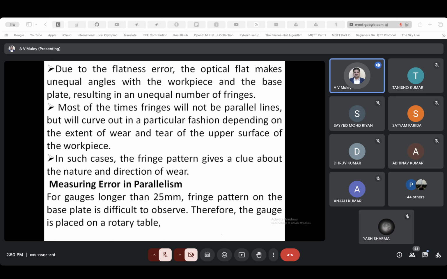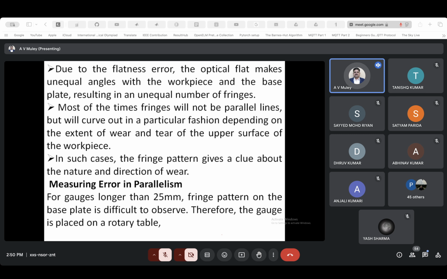जैसे हमने पहले देखा था pattern, different pattern. कॉन्वेक्स है, कॉन्केव है, वो मतलब वन साइड है, एक कॉर्नर पे है. Accordingly, there is, for example, this fringe pattern. In such cases, the fringe pattern gives the clue about the nature and the direction of the wear.